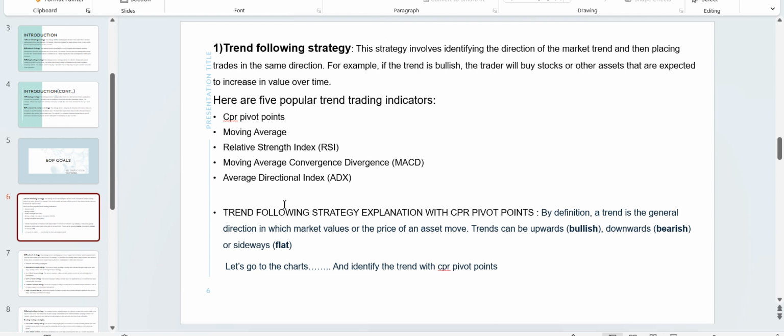Now I would like to explain the trend with CPR pivot points. By definition, a trend is the general direction in which market values or the price of an asset move. Trends can be upwards, that is bullish, downwards, that is bearish, or sideways, a consolidation phase, that is a flat phase. Now, let's get into the charts and identify the trend with the CPR pivot points.